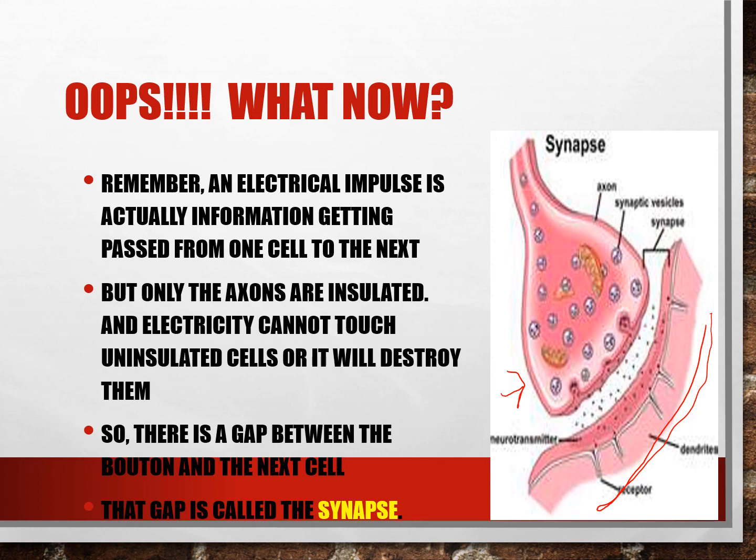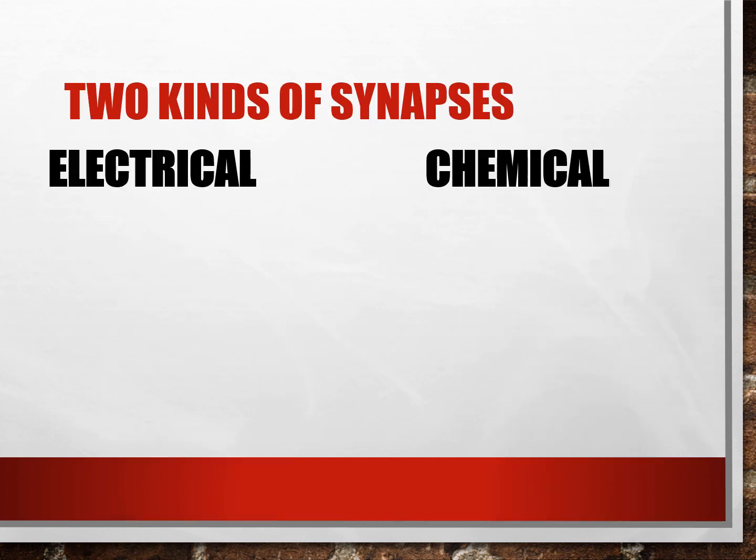But you guys know it hurts when you get shocked. When electricity touches you, it hurts. So we can't really let electricity touch the other cells or it can damage them. So we have a gap between the cells, and that gap is called the synapse. Now, what happens in most cases, we have two types of synapses, an electrical synapse and a chemical synapse.